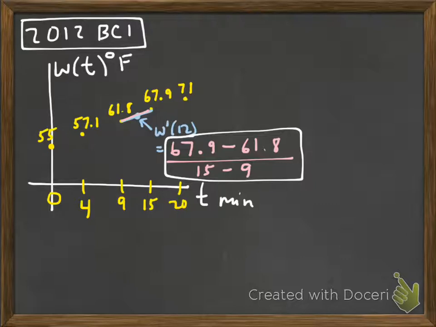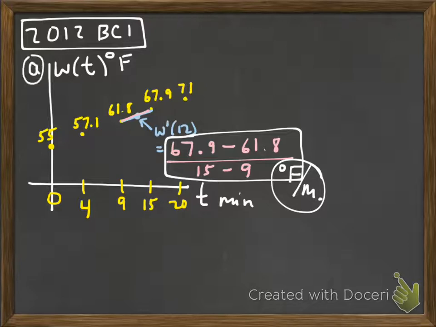Computation using correct units, interpret the meaning of your answer. That would mean the water temperature is increasing at a rate of this. That would be degrees Fahrenheit per minute. Okay? Degrees Fahrenheit per minute. And that's it. So that's part A.